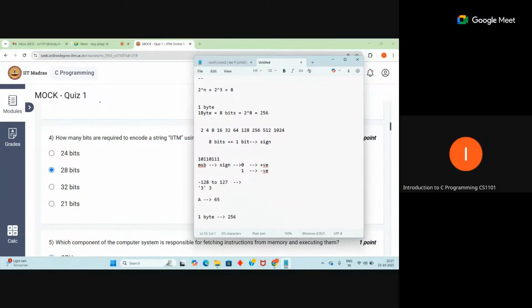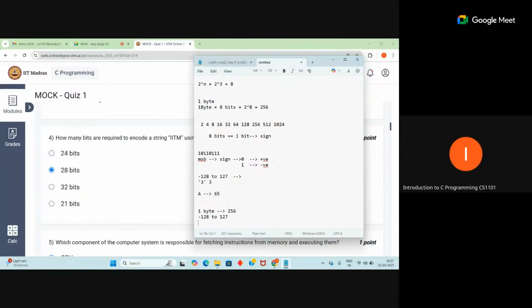Suppose you are representing an integer value, how big a value can you represent? If you are using 1 byte of memory to represent your data, you can represent a maximum integer between minus 128 to 127 only. You can enter any value between this only. It will not accept 256.